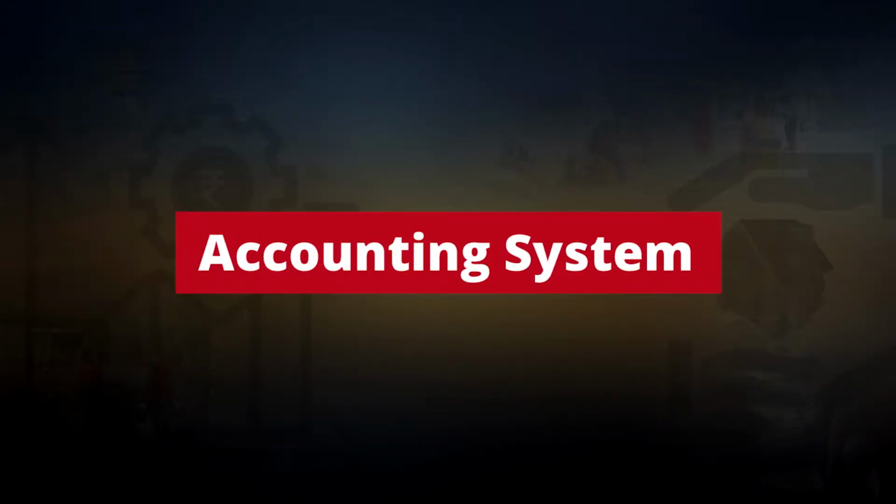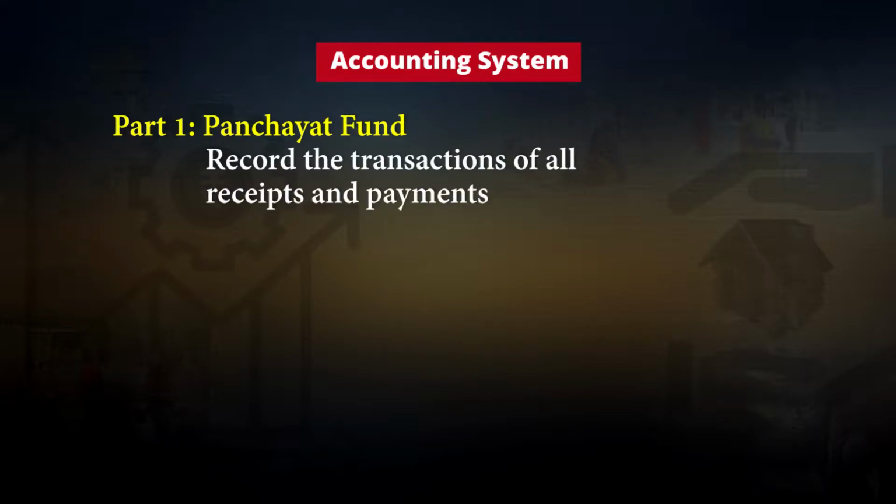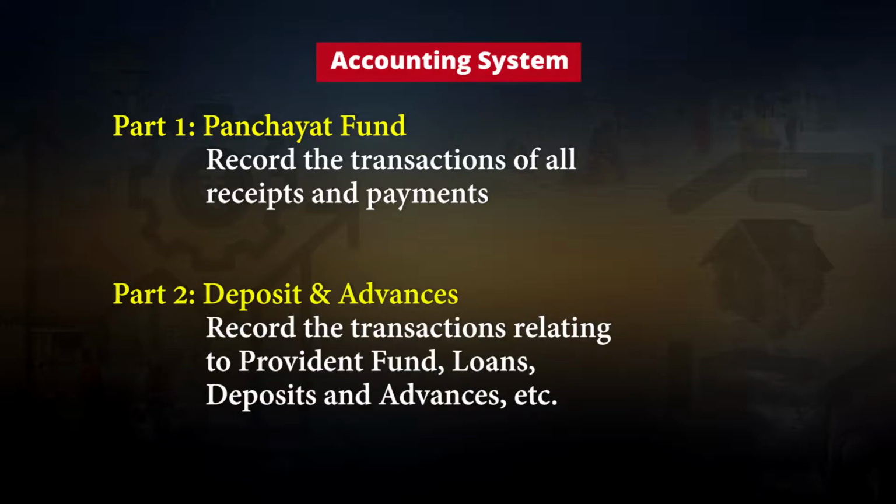Accounting system. Usually, the accounts in Gram Panchayat are kept in two parts. Part 1, Panchayat Fund, to record transactions of all receipts and payments relating to Panchayat Fund. Part 2, Deposits and Advances, to record transactions relating to Provident Fund, loans, deposits and advances, etc.